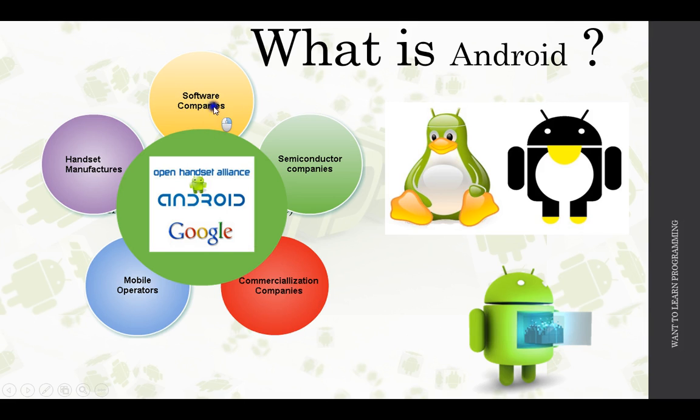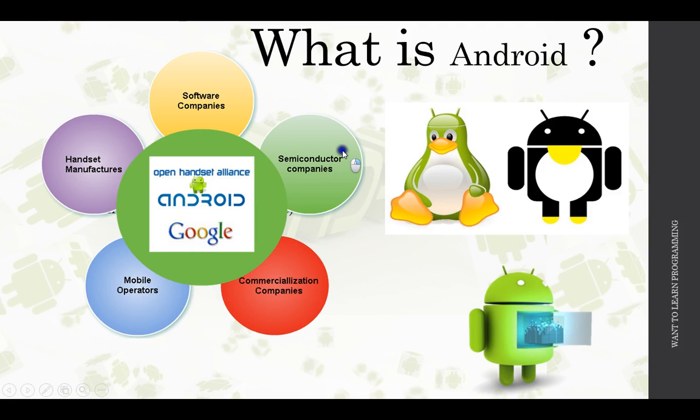So firstly, software companies. The software companies like Google, eBay work and develop the Android. Then handset manufacturers. We know the famous handset manufacturers like Samsung, LG, HTC, Motorola, etc. will use Android and they'll develop it so that it is best and easily usable. Next, mobile operators. Mobile operators like Vodafone and Tata Docomo work on Android and develop it.